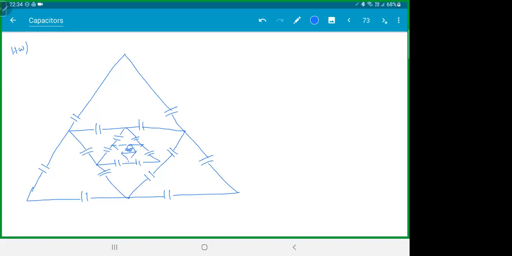Infinite equilateral triangle. All are C. The circuit is becoming smaller, smaller, smaller to infinity. Find CAB. So try this as homework. With that, we have finished symmetrical circuits. So symmetry, you see how many different ones there are.